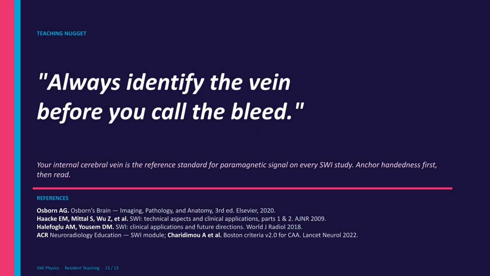Your internal cerebral vein is the reference standard for paramagnetic signal on every SWI study. Anchor handedness first, then interpret your images.